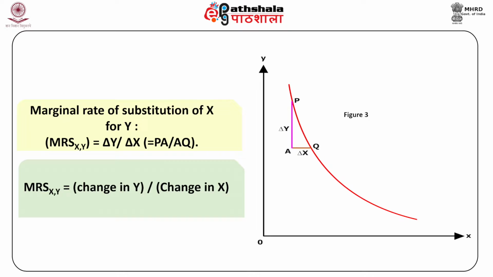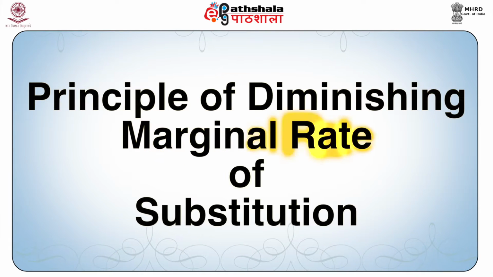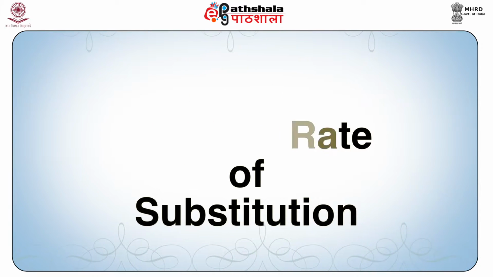Now, if the points P and Q are very close, the values of delta y and delta x will be very small. Then the marginal rate of substitution between x and y will be given by the slope of the tangent to the indifference curve at that point, figure 5. Principle of diminishing marginal rate of substitution.